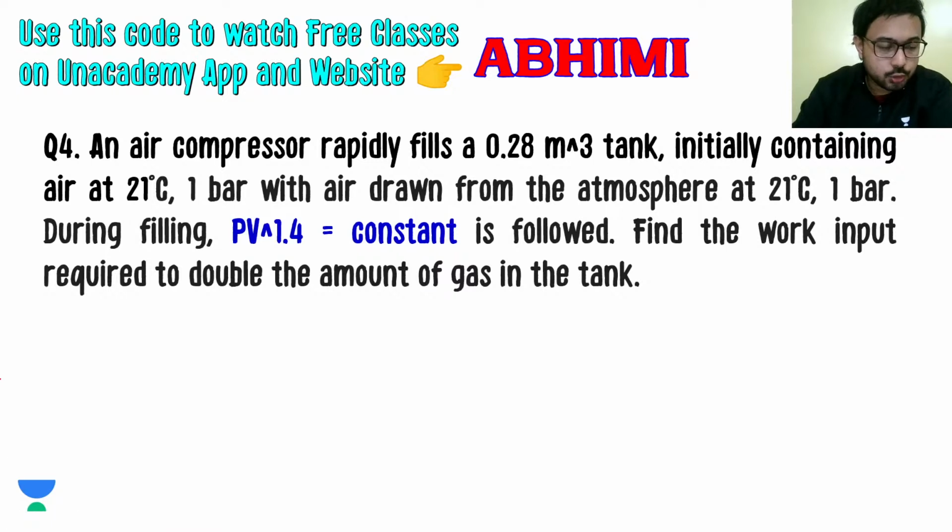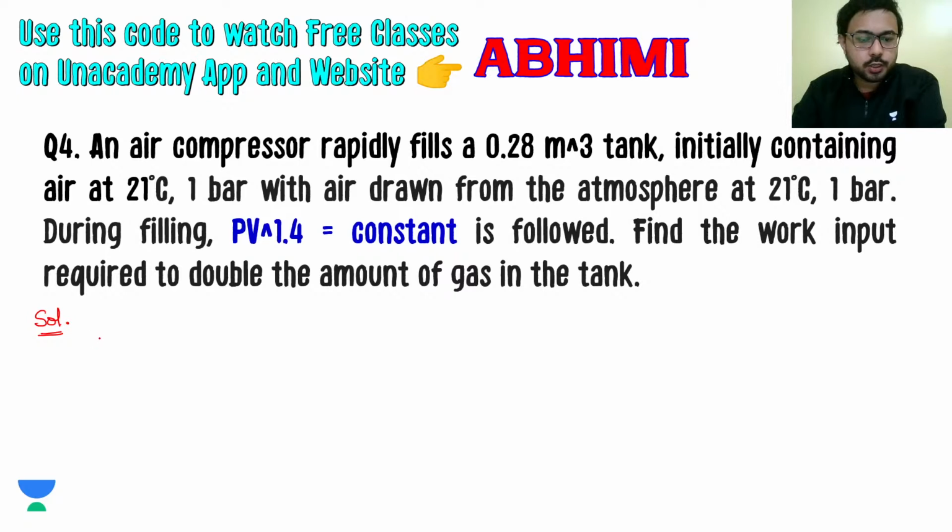So let's start this question, I should say. Let's start the solution. What we need here is to calculate the work input required to double the amount of gas in the tank. That work input is calculated when we make the gas present in the tank go from M to 2M.